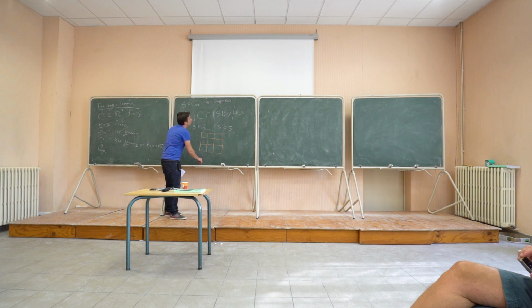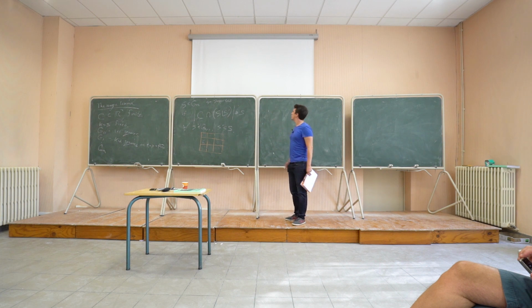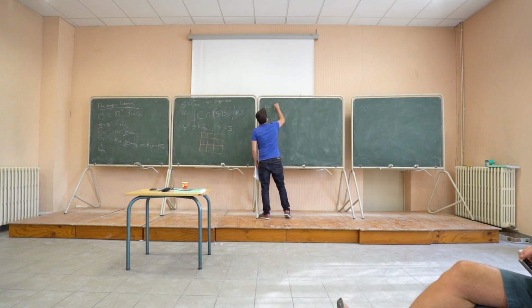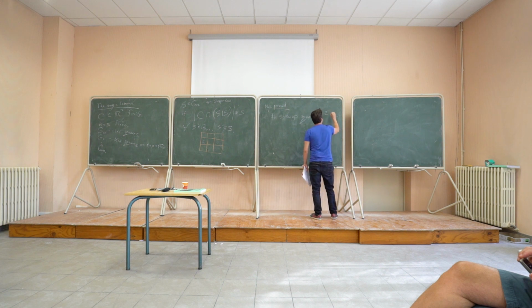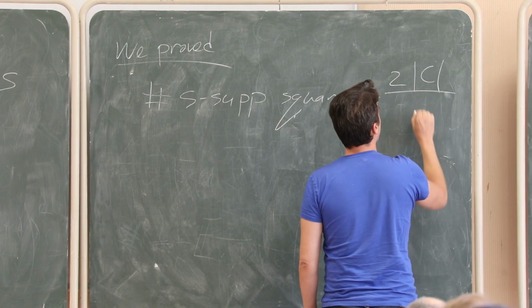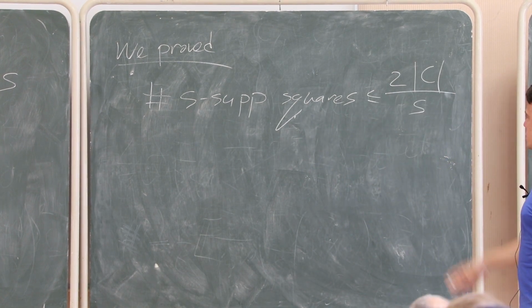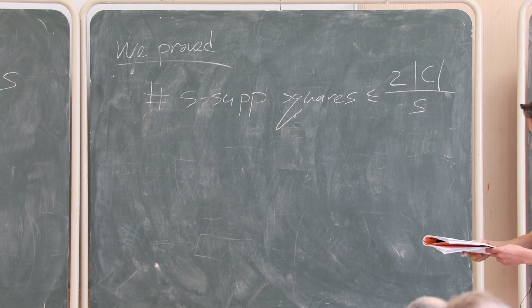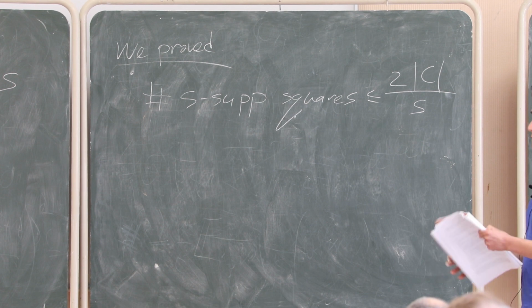And the statement that we proved, using the hand-waving argument with the marbles, right? So we proved the number of S-supported squares, no matter what k is, cannot be more than twice the cardinality of C divided by S. So when S is large, you cannot have many such squares. If n is the total number of points, it has to decay with n. Okay? So this is what we proved. And what we want to prove is the following.